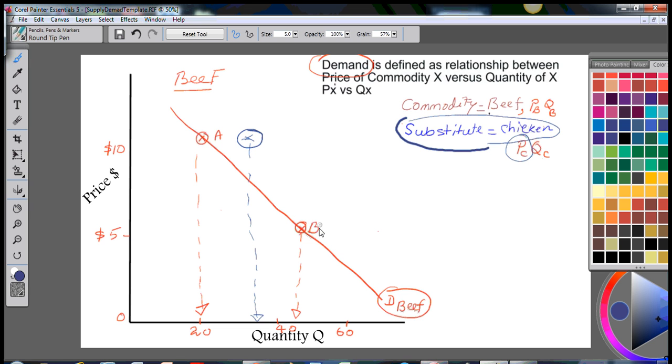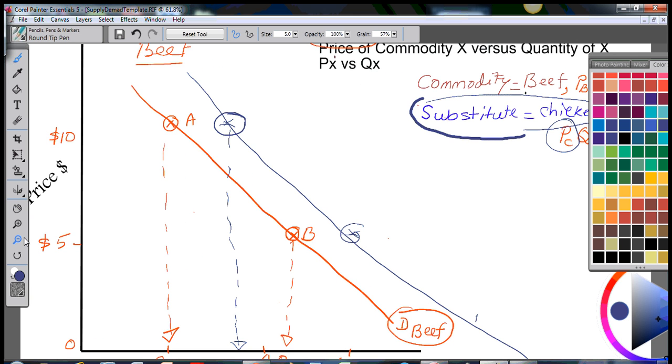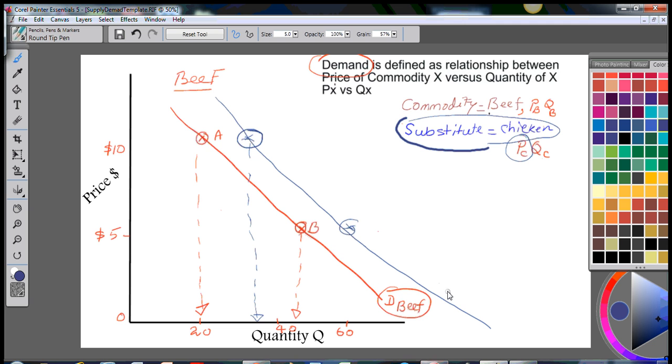At $5 people used to buy 40. Now more people from the chicken area came in to buy beef, so the quantity has increased here too. So now the price of beef versus the quantity of beef has a new relationship. We're going to call that maybe D2 for beef. Because of the substitute's action elsewhere, the relationship between price of beef and quantity of beef has changed. So now we're not on the same relationship.